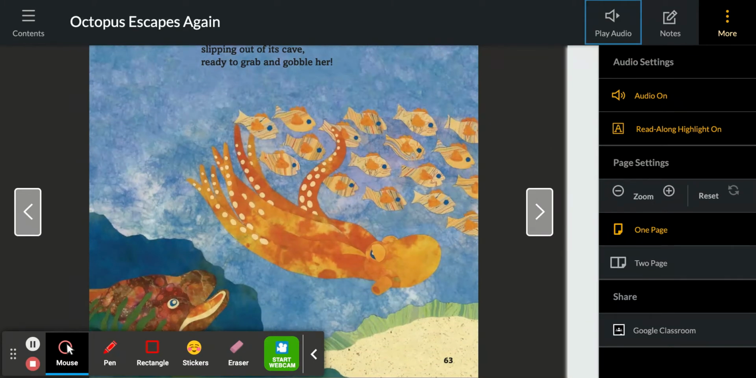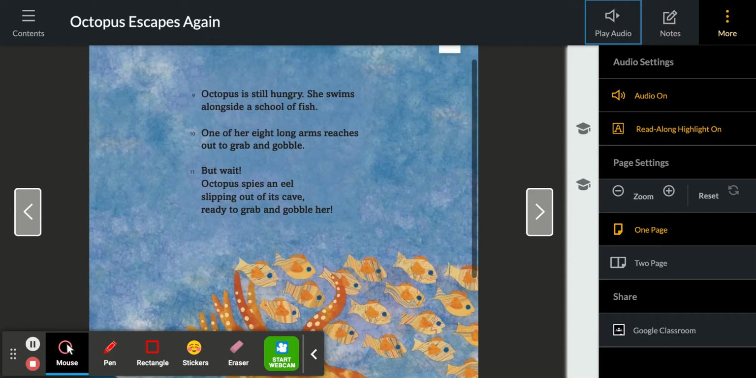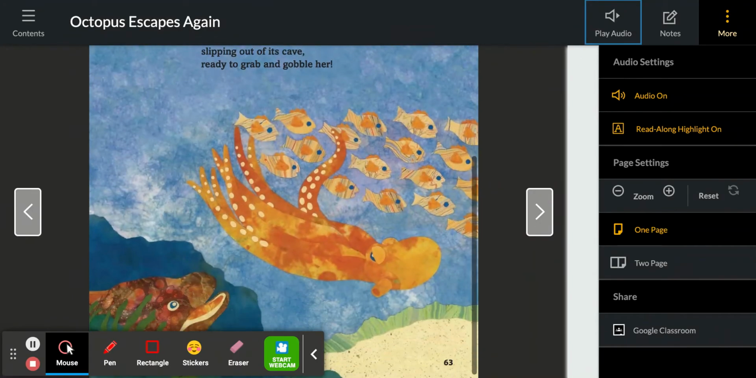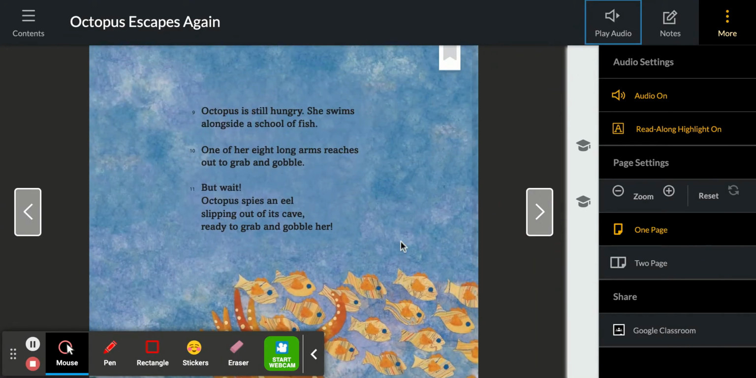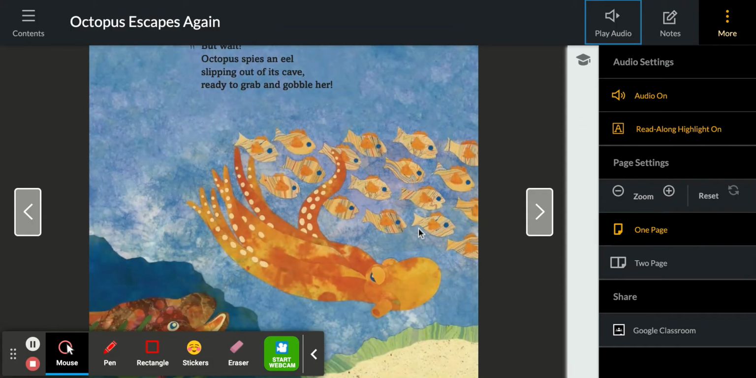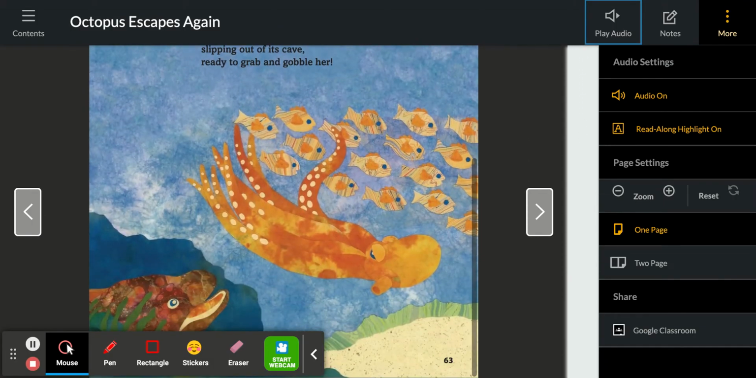Okay, so we're looking at this illustration again, and we can see how this octopus is swimming alongside these fish, but we can see this eel here who is sort of hiding and just waiting to go and grab that octopus.